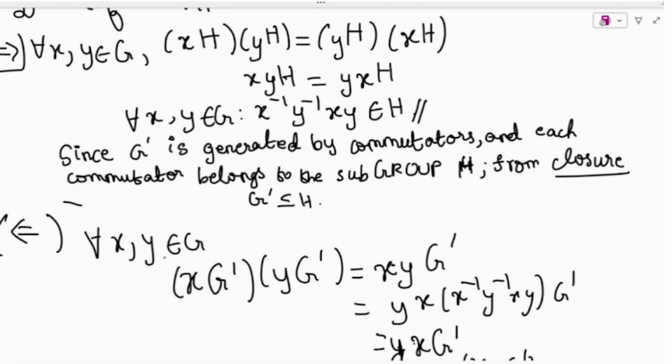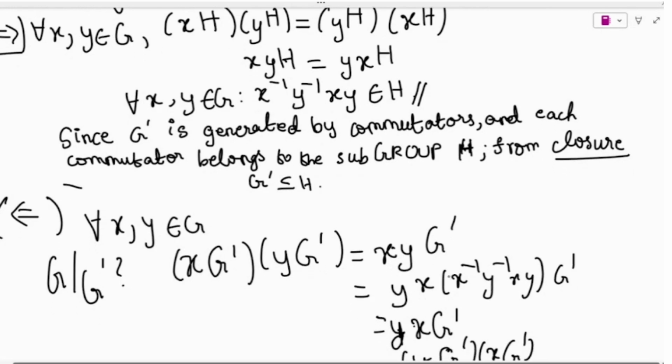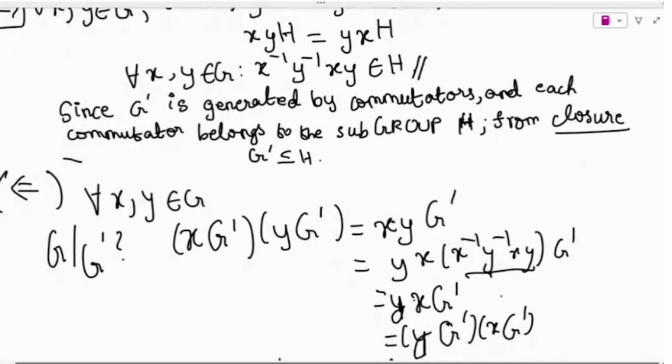We're just trying to find out what happens to G mod G dash. So I'm taking an element, for arbitrary x and y, I'm taking xG' times yG'. This will turn out to be this because G dash is normal. And then I can rewrite this xy as yx times x inverse y inverse xy, because these just cancel out. But this we already know belongs to G dash as it's a commutator.